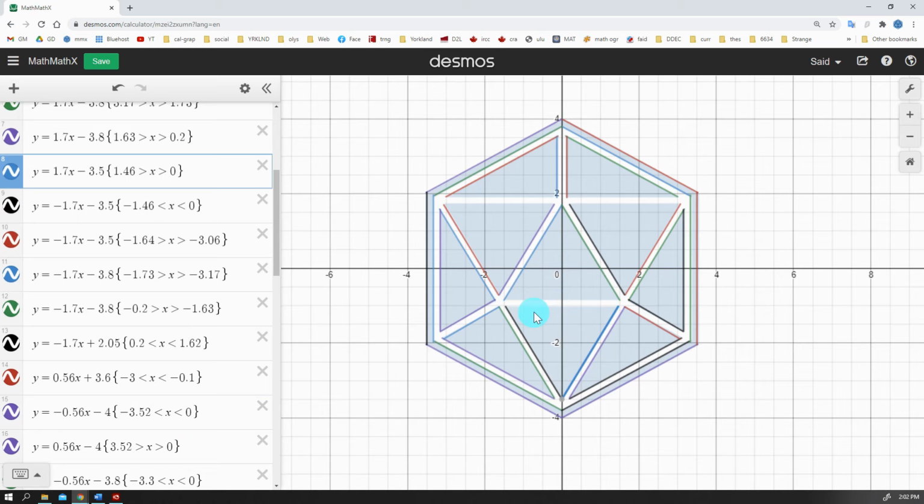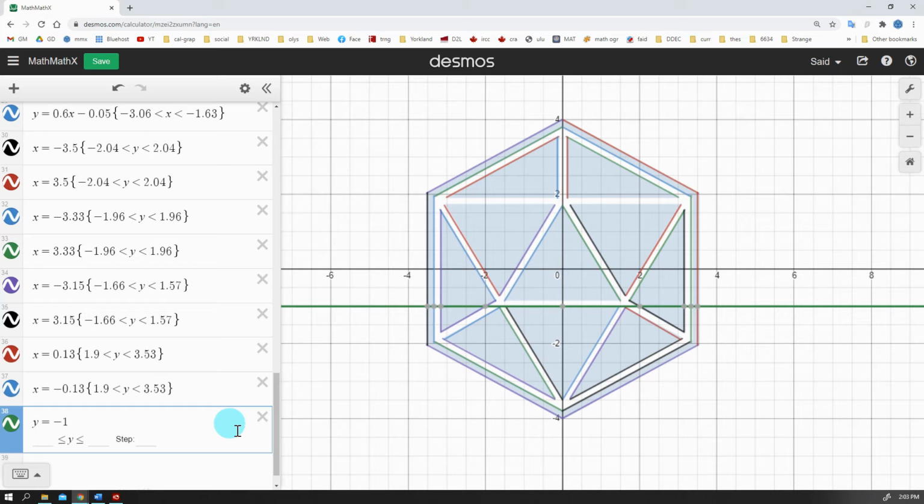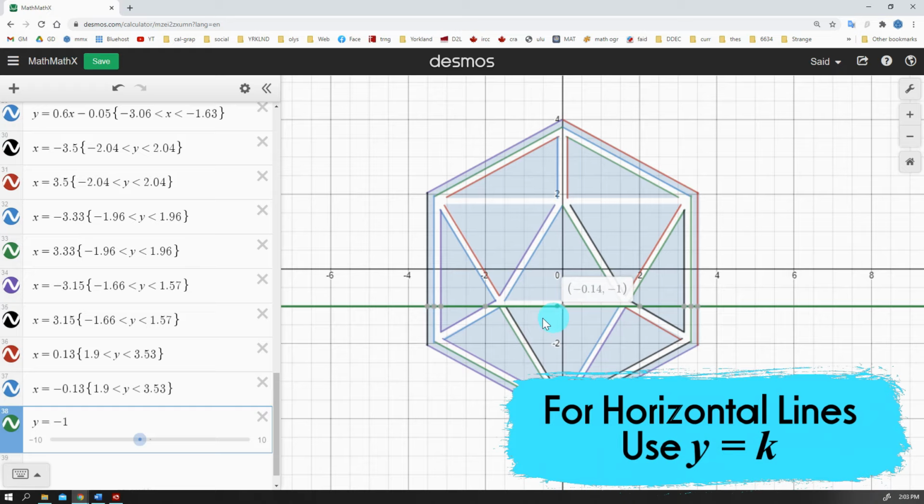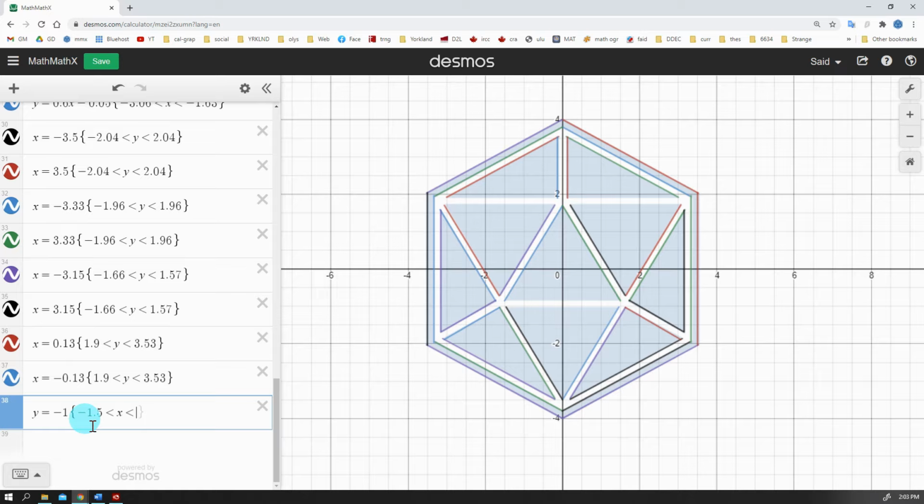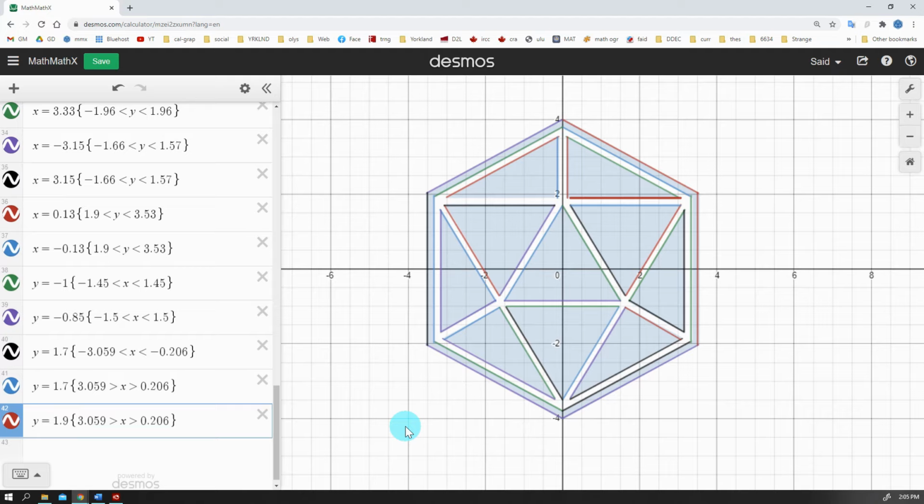For horizontal lines, you just need to use y equals constant value, just like this one, and then write the interval here. So you can just try or zoom in to find the exact position of the point. So I think negative 1.45 works great. So this is it. And then copy, paste, and use for others. I think that's all for this one.